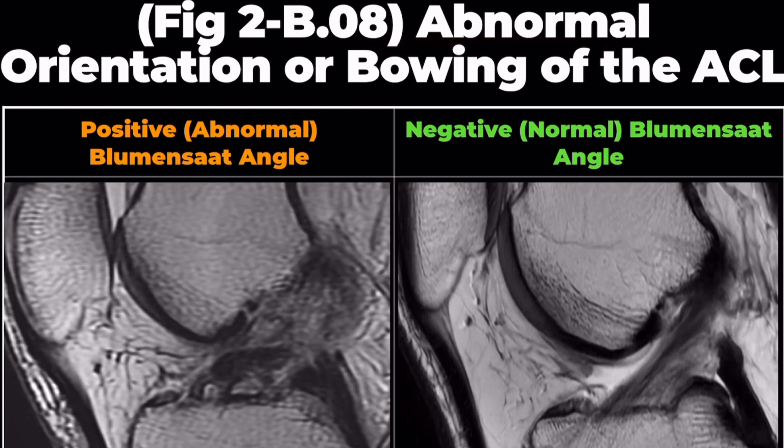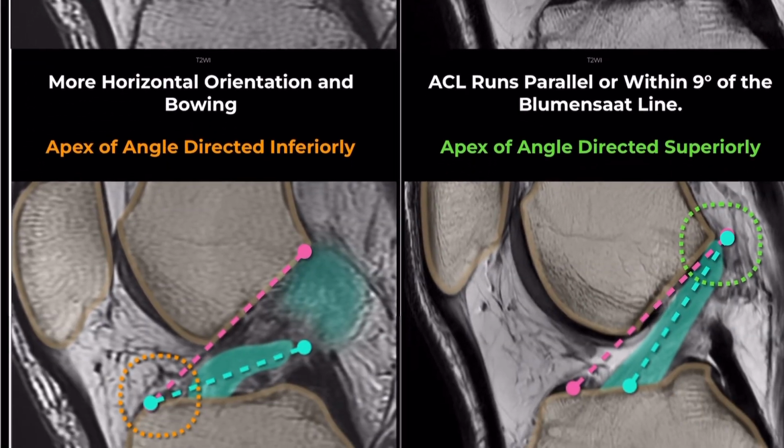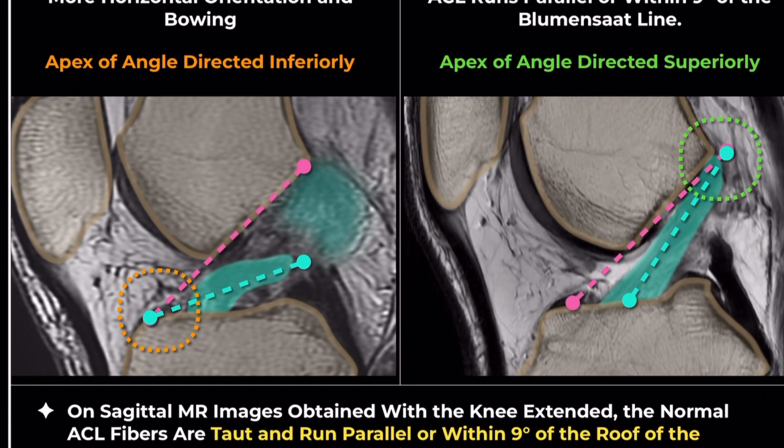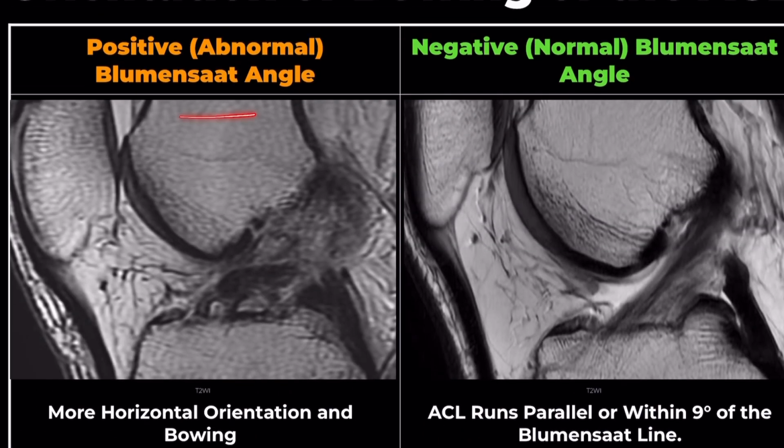Additionally, I will discuss the abnormal orientation or bowing of the ACL. The Blumensaat angle can be utilized to evaluate the horizontal orientation of the ACL. A positive Blumensaat angle, with the apex directed inferiorly, or an angle greater than 15 degrees between the roof of the intercondylar notch and the ACL, or an angle less than 45 degrees between the distal ACL and the tibia, are all highly accurate for diagnosing complete ACL tears.